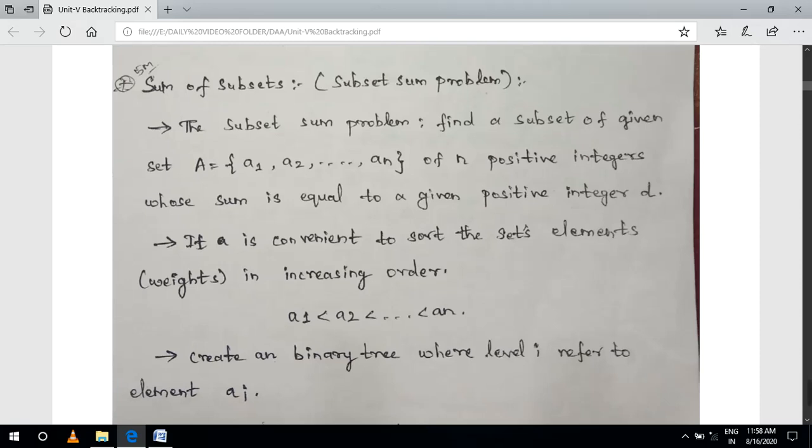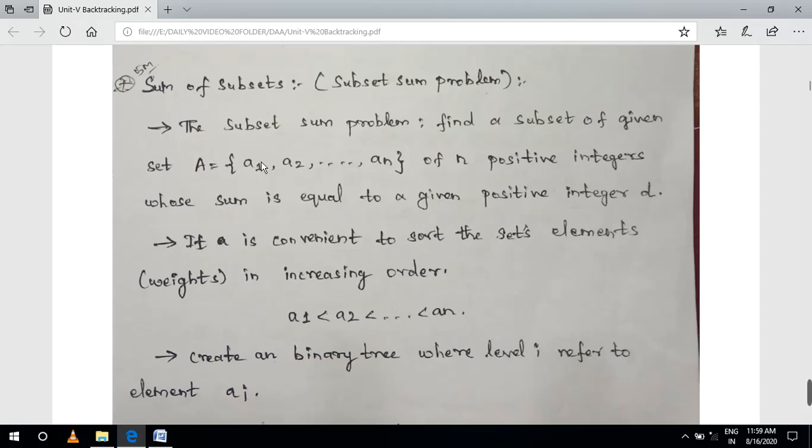What is meant by subsets? Let's go to the subset sum problem: find a subset of a given set. This is the set you have to declare for the subset. Suppose the set is A equal to a1, a2, up to an. Here n is a positive integer, and we are declaring a set of positive integers whose sum is equal.